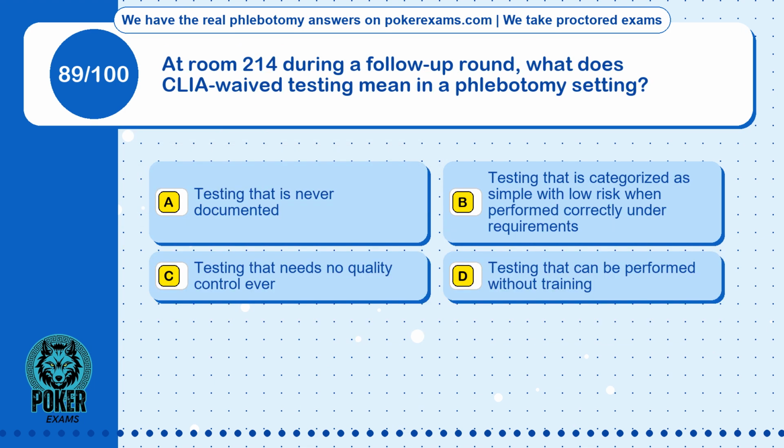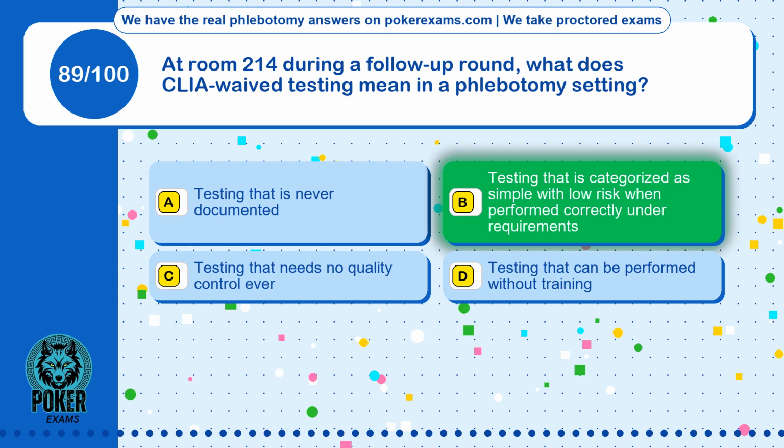Question 89. At room 214 during a follow-up round, what does CLIA waived testing mean in a phlebotomy setting? Option A, testing that is never documented. Option B, testing that is categorized as simple with low risk when performed correctly under requirements. Option C, testing that needs no quality control ever. Option D, testing that can be performed without training.